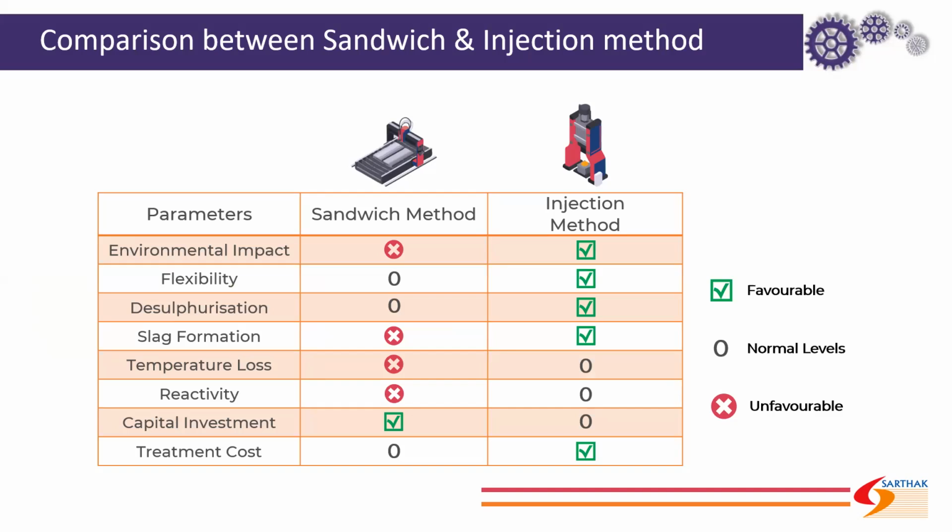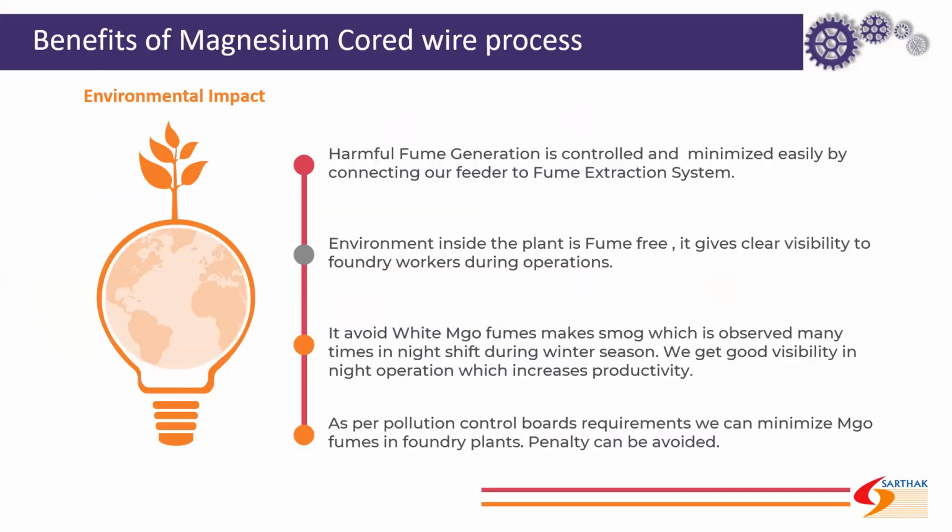Also flexibility is there. You can treat metal plus minus 100 kg. Also desulfurization is possible. Slag formation is less because we are not using punching. Temperature loss is minimum. Capital investment is there compared to the sandwich method, and treatment cost is also favorable when compared to sandwich treatment. I will go to the next slide.